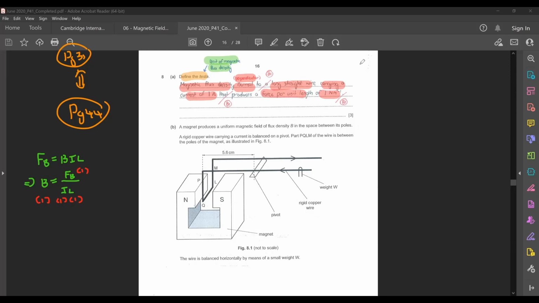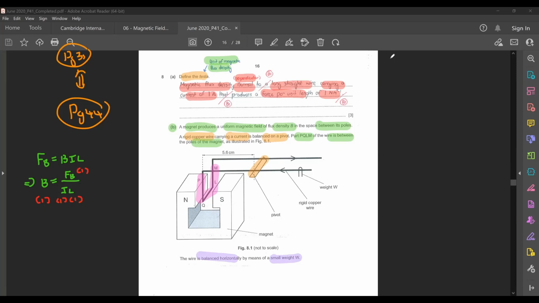All right. If you then move on to part B, you have a magnet that produces a uniform magnetic field of flux density B in the space between its poles. A rigid copper wire carrying a current is balanced on a pivot, which is this one here. Part PQLM of the wire is between the poles of the magnet, which is actually this section right over here, as illustrated in the figure. The wire is balanced horizontally by means of a small weight W.